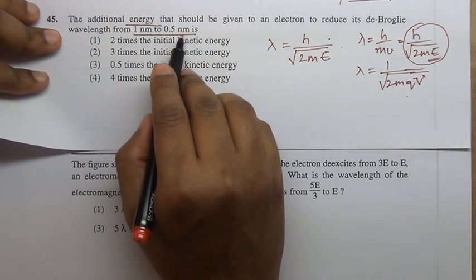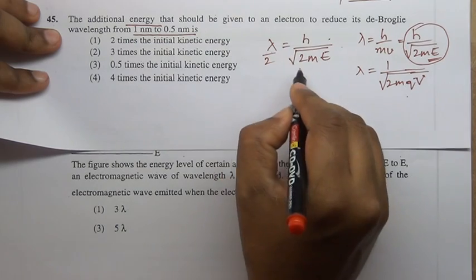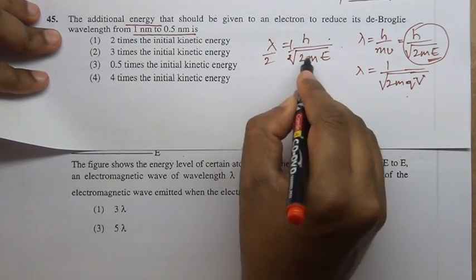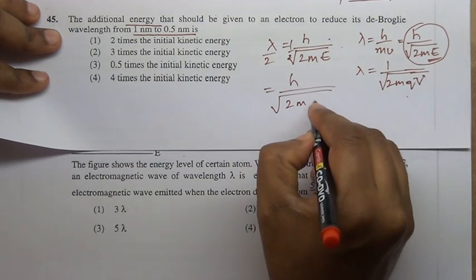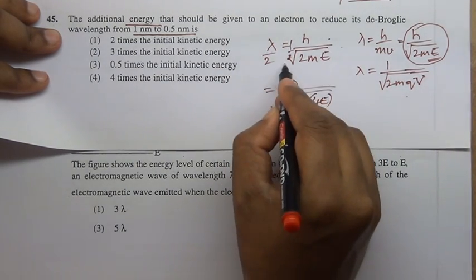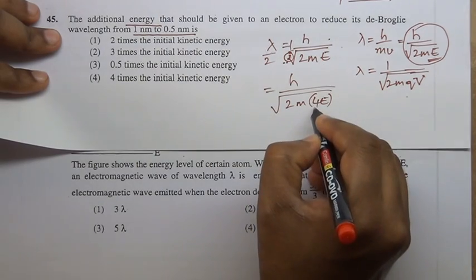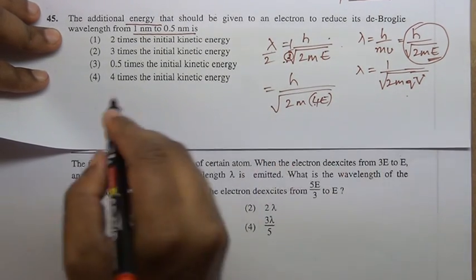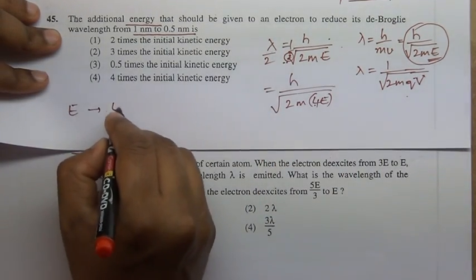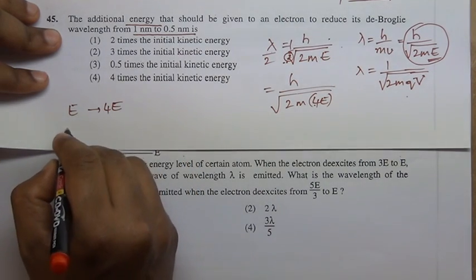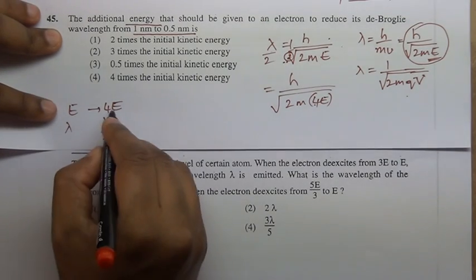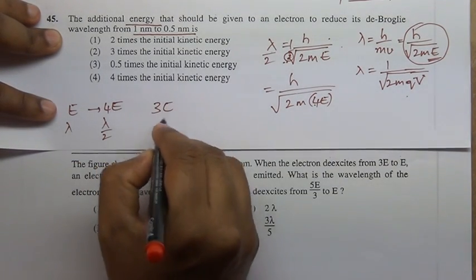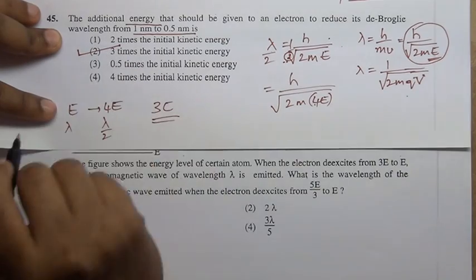Wavelength going from 0.1 to 0.5 nanometer means this should be by 2. This 2 goes to the numerator, h by root of 2m 4e. The 2 is taken inside, it becomes 4, therefore 4 times e. Energy is increased from e to 4e, then lambda becomes lambda by 2. What is the increase? Increase in energy is 3 times, therefore it is 3 times the initial energy.